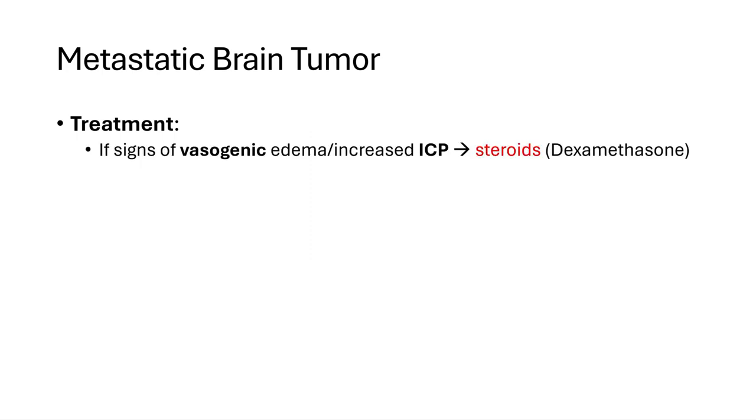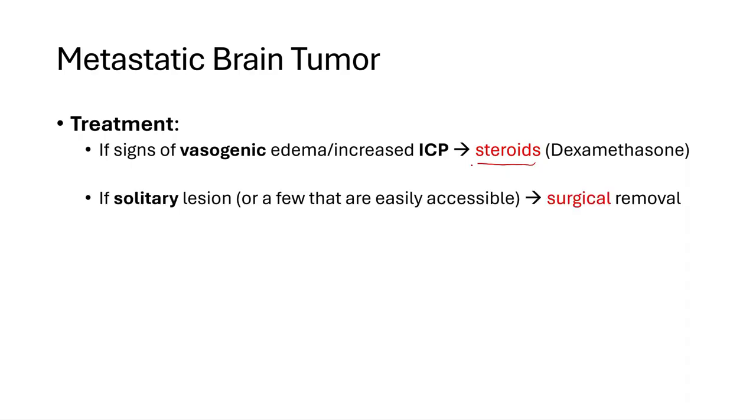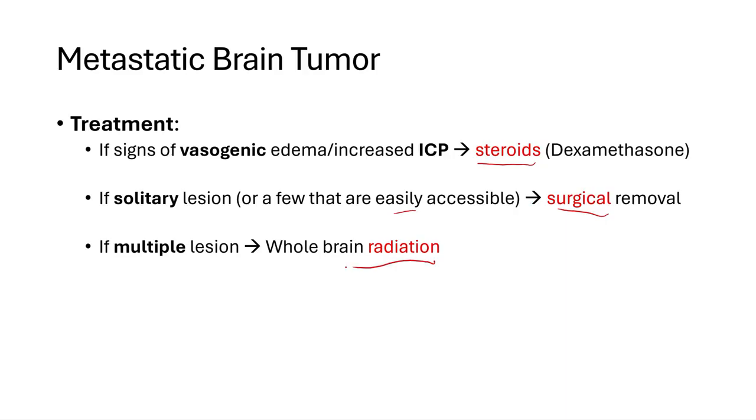Now, for the metastatic brain tumor, treatment is going to be very straightforward. If there are signs of vasogenic edema or increased cranial pressure, then steroids should be started, specifically IV dexamethasone. If there's a solitary lesion or a few lesions that are easily accessible, or sometimes lesions that are grouped together next to one another, you can consider surgical removal. But if there are multiple lesions spread throughout the brain, like that image that we just had, then these individuals should undergo whole brain radiation.